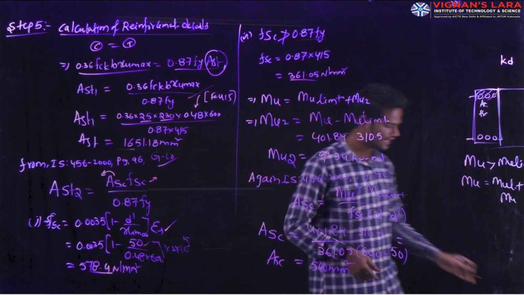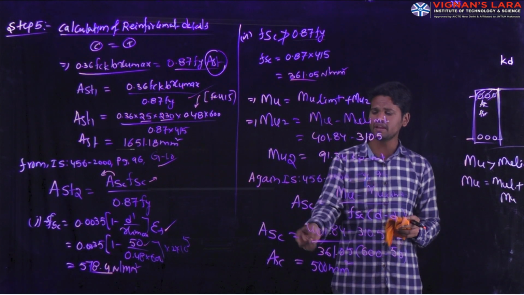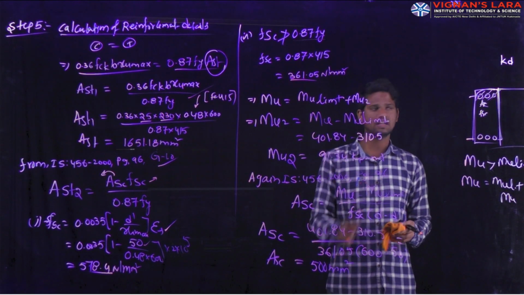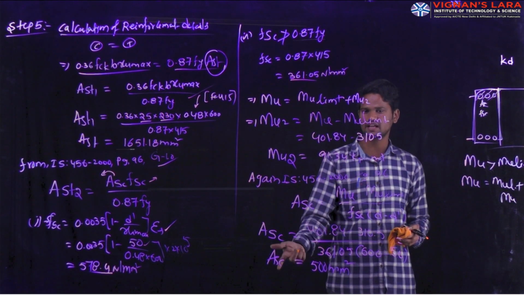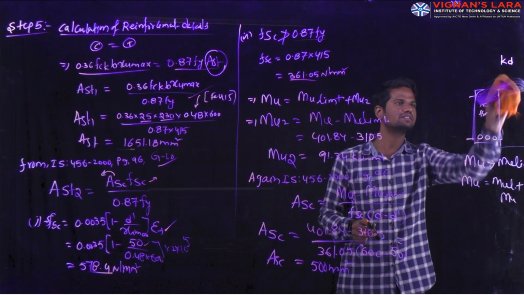Okay, before calculating that, we'll calculate how many bars are used for this compression phase, and what is the provided area of the reinforcement for this beam. We'll see now.